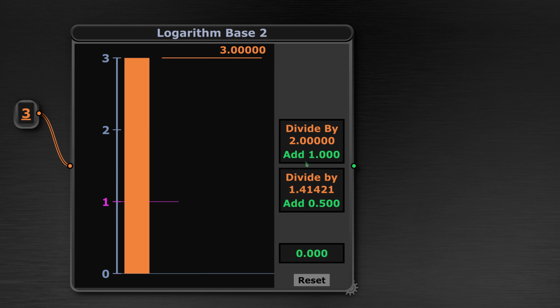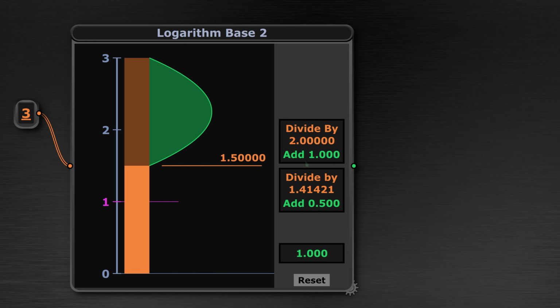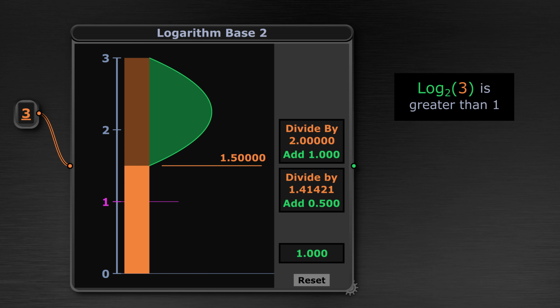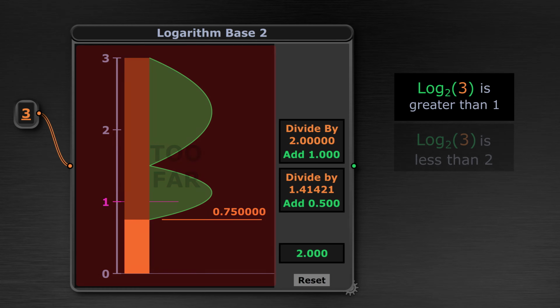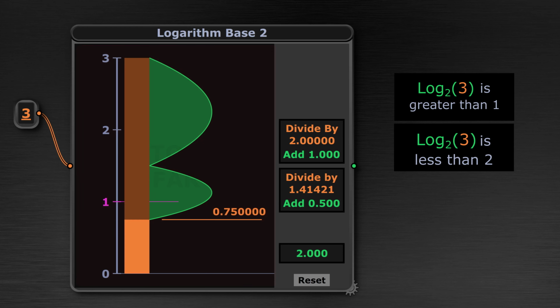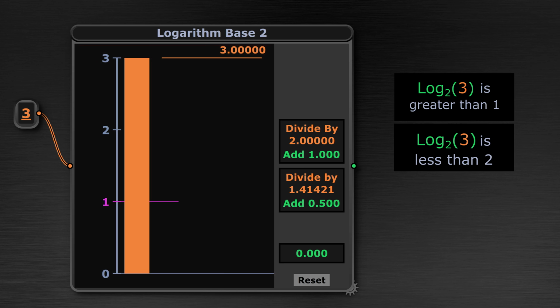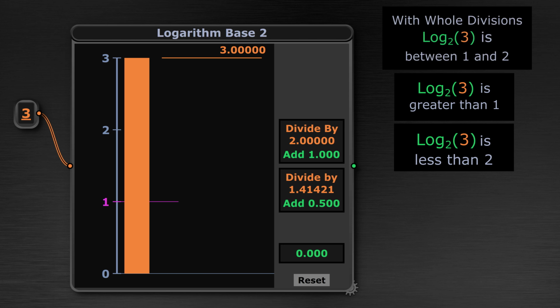With only divisions by 2, 1 division by 2, not far enough. The goal is to get to 1, so you need more. So the logarithm base 2 of 3 is greater than 1. But 2 divisions by 2 is too far. So the logarithm base 2 of 3 is less than 2. With only divisions by 2, you can say that the logarithm base 2 of 3 is between 1 and 2.